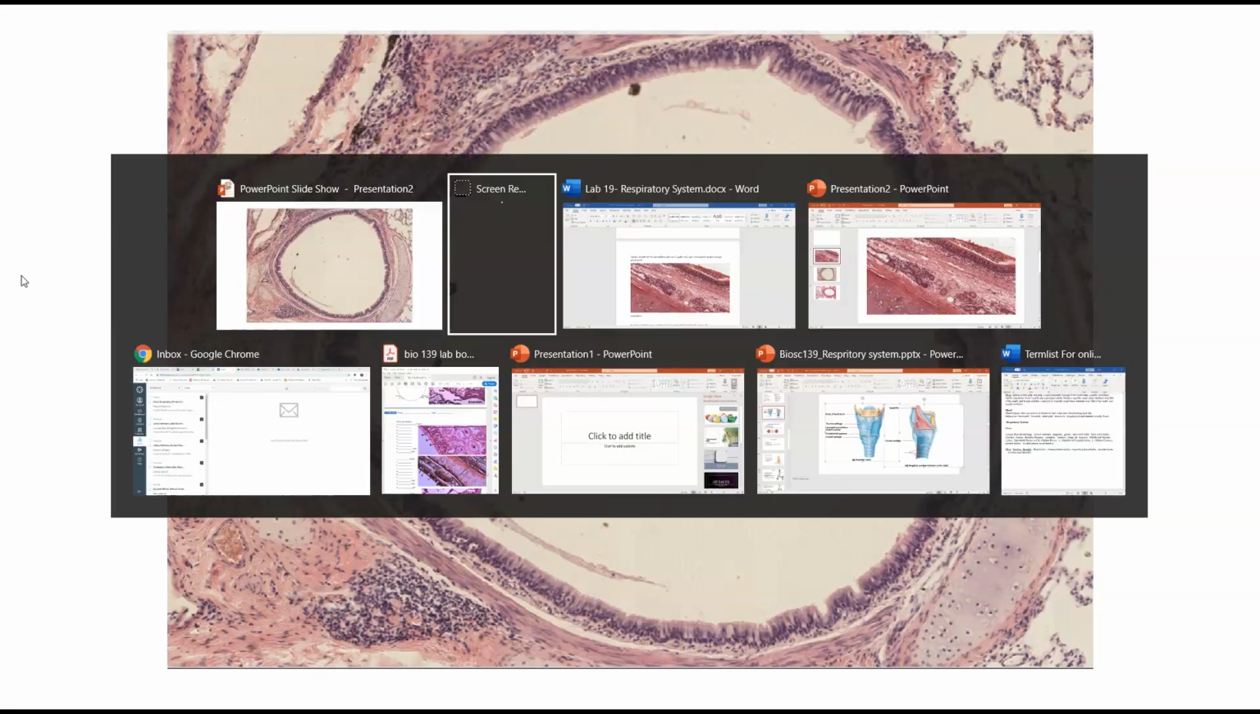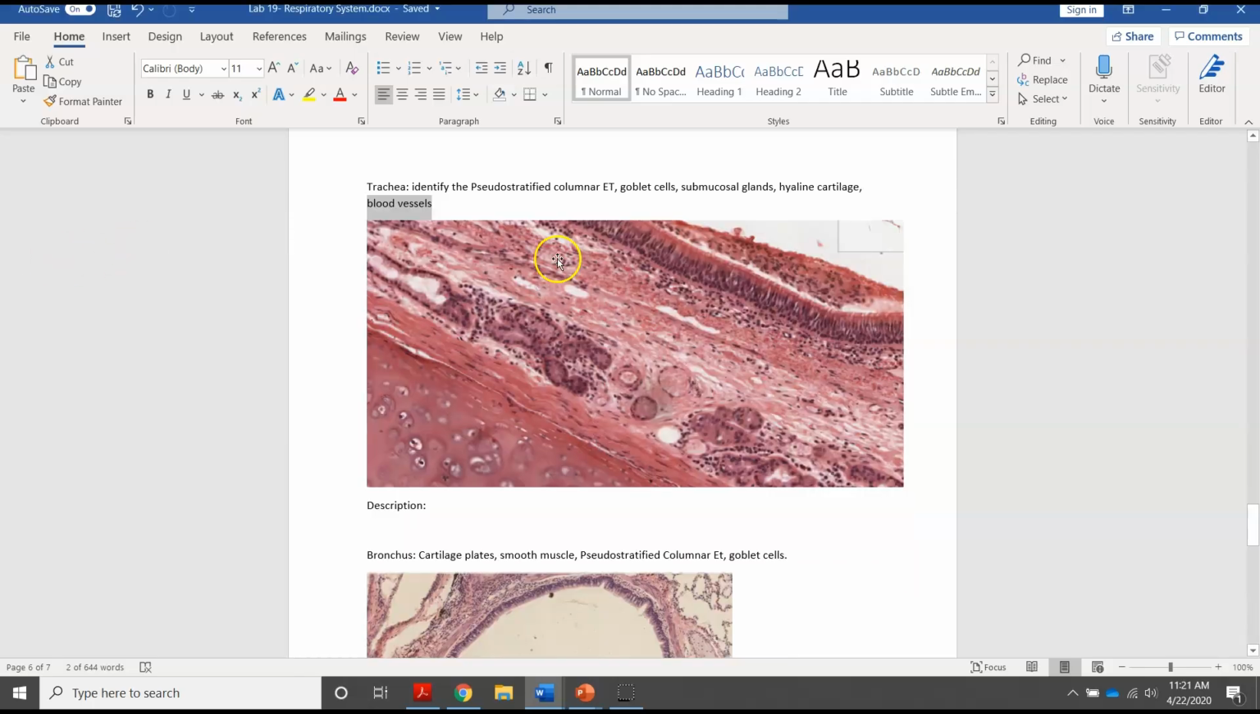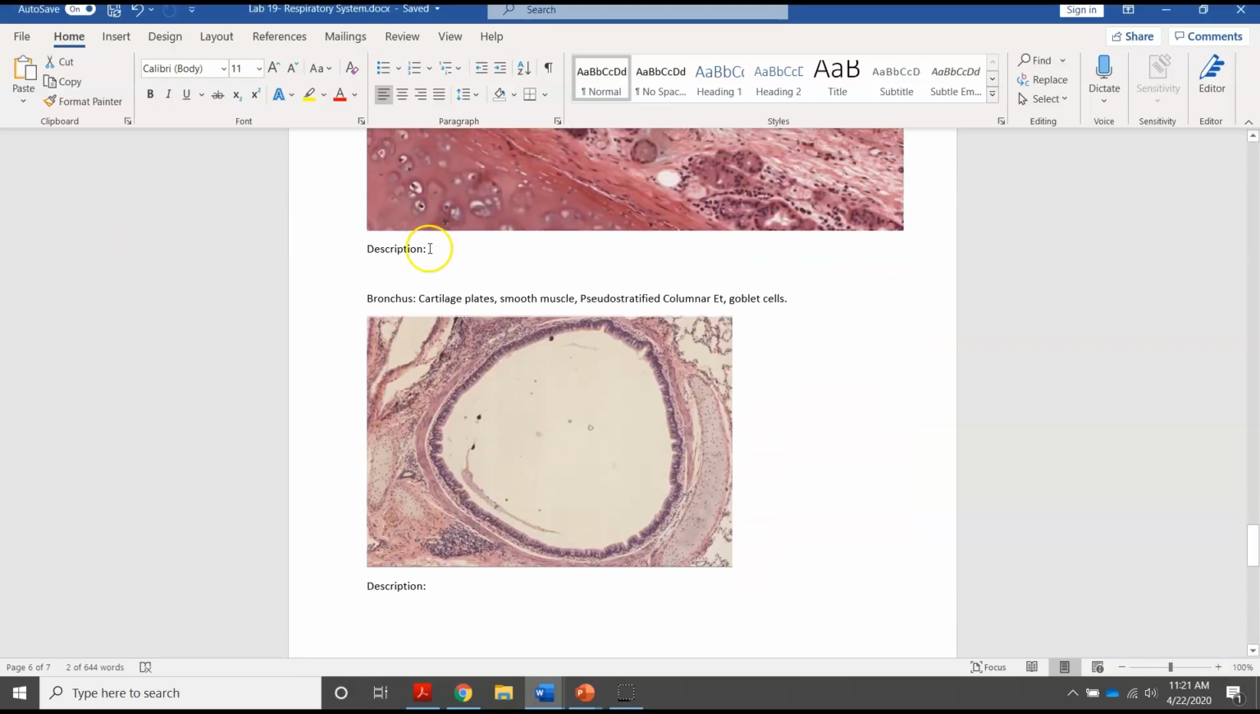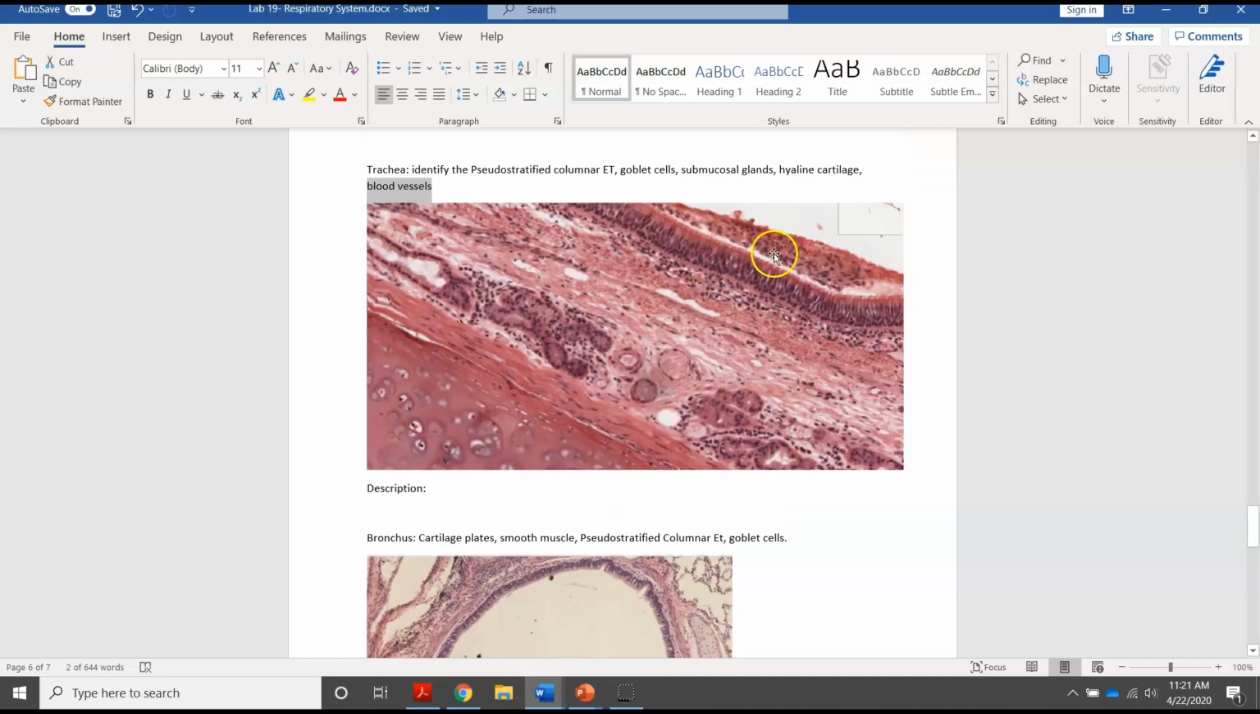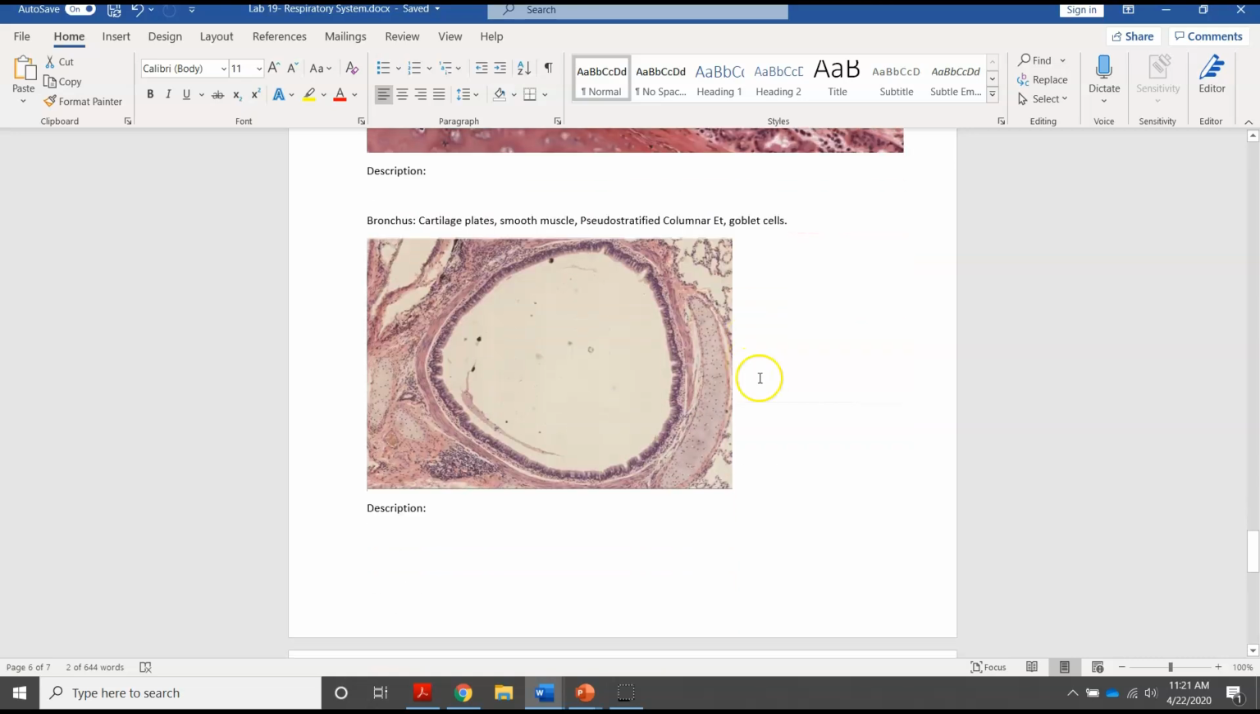Let's continue on. The next thing we're going to look at, remember to give me a description of how you'll remember. If I show you a picture like this, I won't show you this picture. That'd be way too easy. But if I show you a picture like this, how would you know you're looking at the trachea? How would you find the things in it?